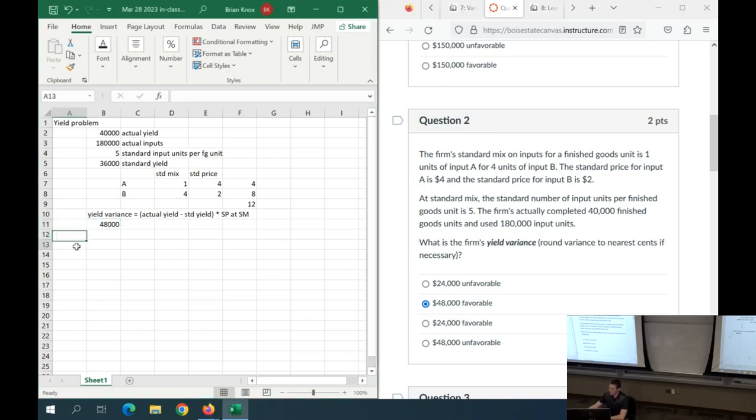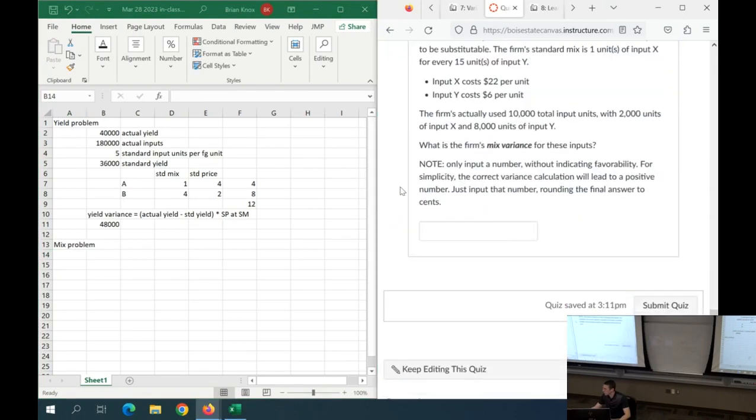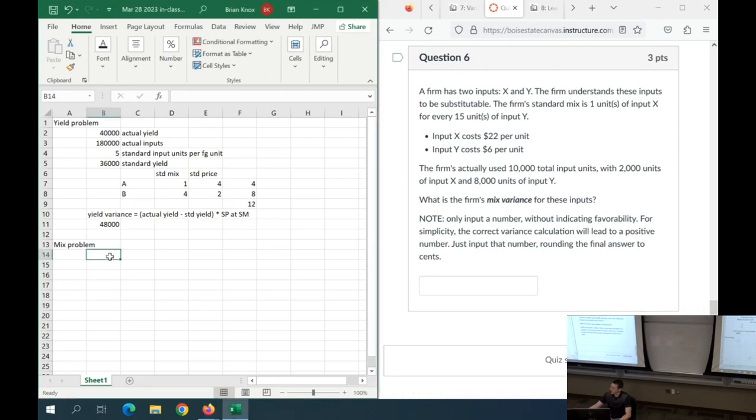All right, should we do a mixed problem? Yes, we'll do a mixed problem. Do an open answer because we like open answer problems. Okay, here is an open answer.